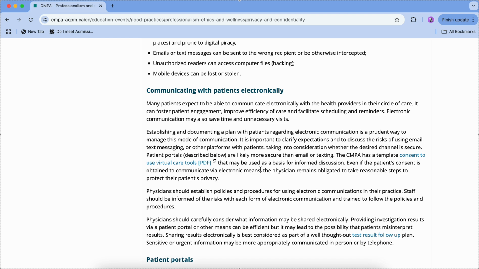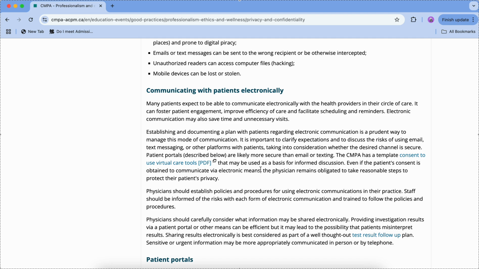Establishing and documenting a plan with patients regarding electronic communication is a prudent way to manage this mode of communication. You have to say somewhere in your document, patient has agreed to be communicated with electronically, by phone, by email, by video call, and patients understand the risks and the benefits of that. Risks and benefits were discussed, because if something happens, you give a call, oh, I got your results, I want you to give me a call back, or this is your results, and you don't know who is the person behind it. Maybe he's on speaker, maybe the phone was picked up by someone else. So you need to know what kind of information you are giving, and there is always a chance of breach of that information because of the way of communications.